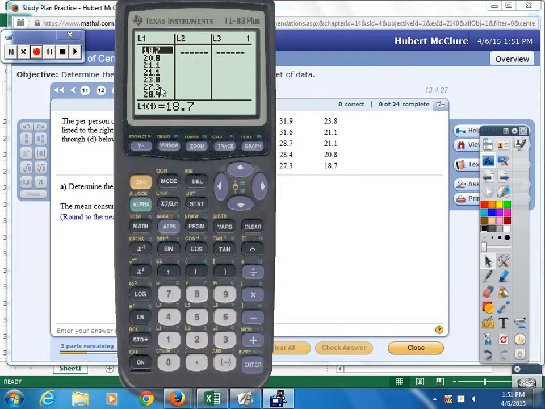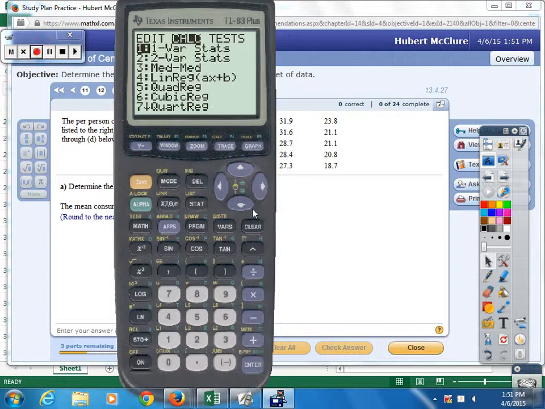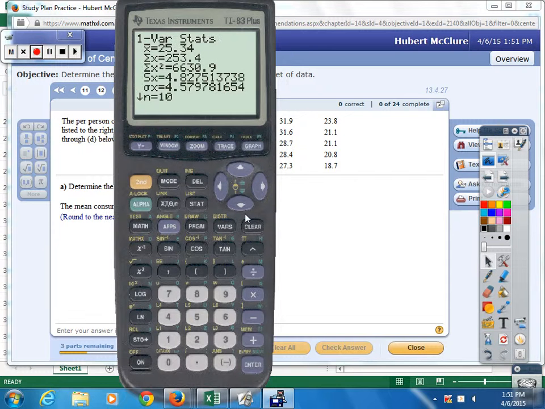After you type them in and sort them, just hit Stat, Calc, first variable statistic, and second function L1, which is the column, and there's your stats. X bar, that's your mean, is 25.34. Your standard deviation is 4.82 or 4.83. N is equal to 10. Your minimum, your low end, is 18.7. Your high end is 31.9. Median is 25.55.